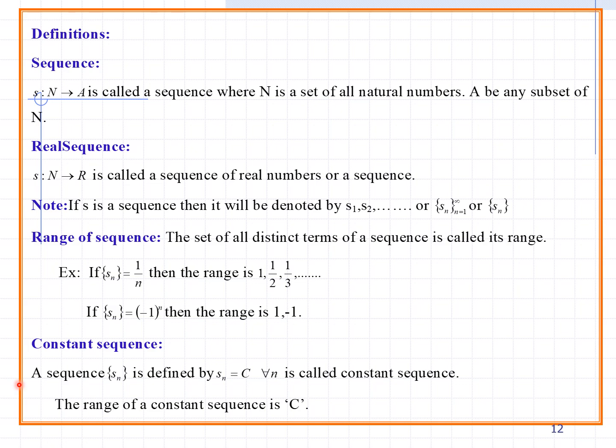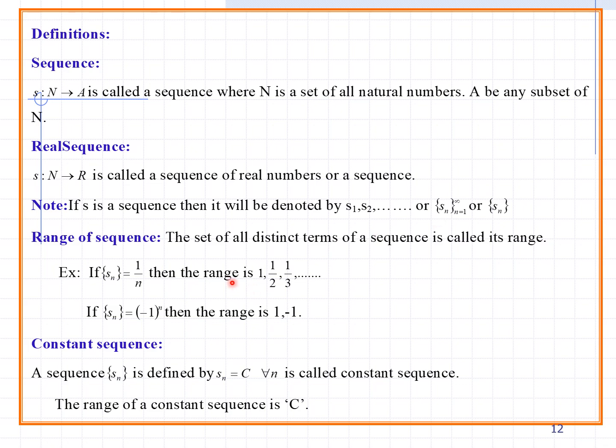You can take any natural numbers and write them in one set. So it is a sequence. Next is the real sequence. How can we write the real sequence? A function S from N to R is called a sequence of real numbers, or a real sequence. Here you take only real numbers. It is denoted by Sn, with n equal to 1 to infinity.